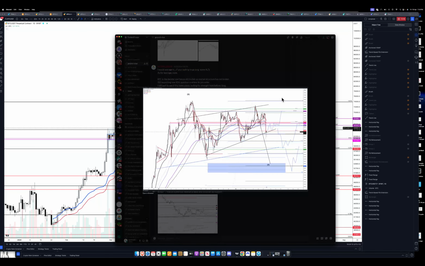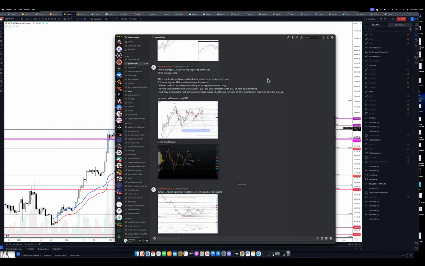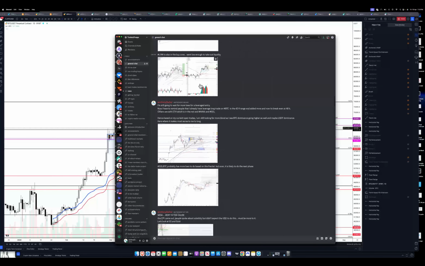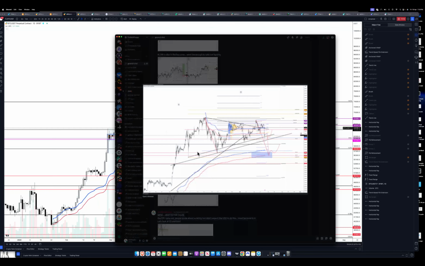here was one of them. We were looking for actually further down. I think this is, yeah, it is Bitcoin. We were looking for that. It didn't quite go down to that level. So that was one of them. And this was the main one. Yep. With the VWAP. And so that's what's actually taking place.